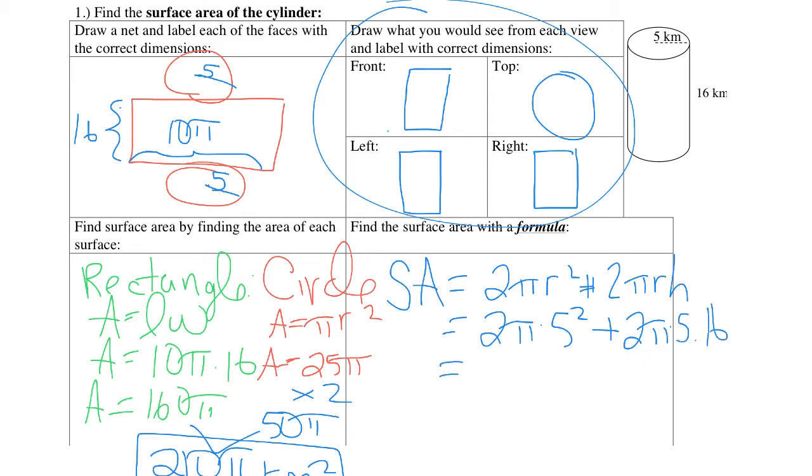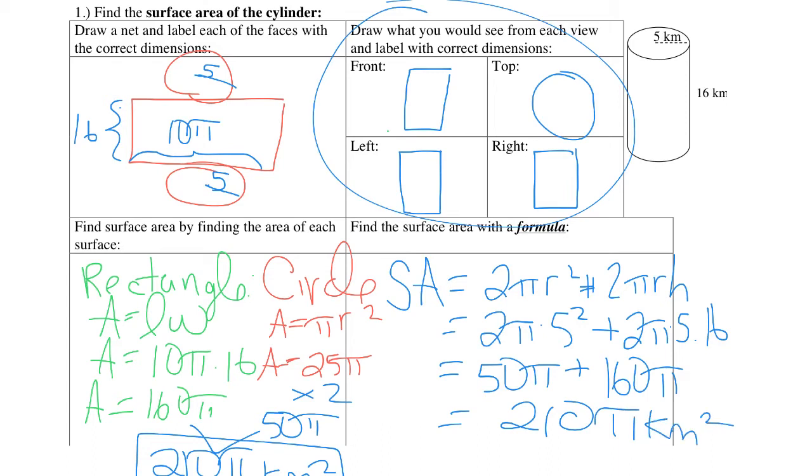So we get 25 times 2, that's 50 pi, plus 2 times 5 is 10, and 10 times 16 is 160 pi. These numbers should look familiar, just like the previous one. And when we add them together, we get 210 pi kilometers squared.